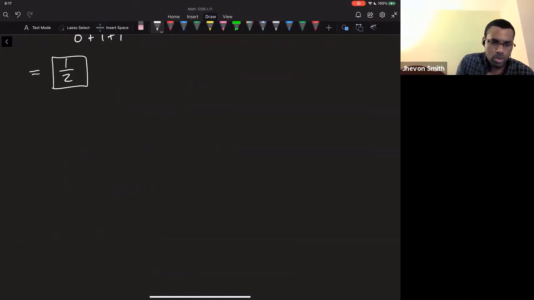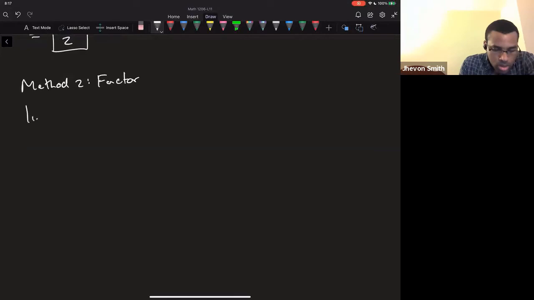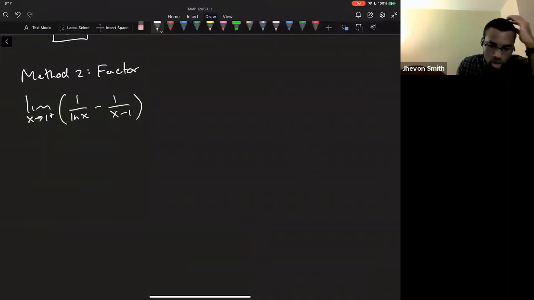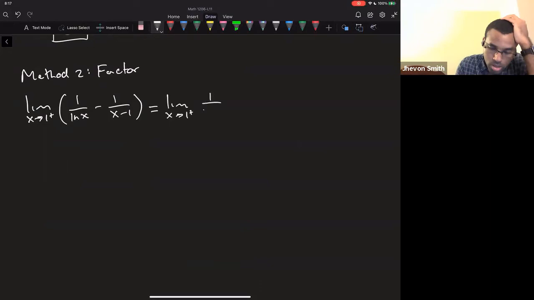Method two, let's see if we can do it the factoring way. Factor. So the limit as x approaches 1 from the right of 1 over ln x minus 1 over x minus 1. So, I mean, what could I factor here? Maybe the 1 over x minus 1. That would leave me with x minus 1 over ln x, minus 1.